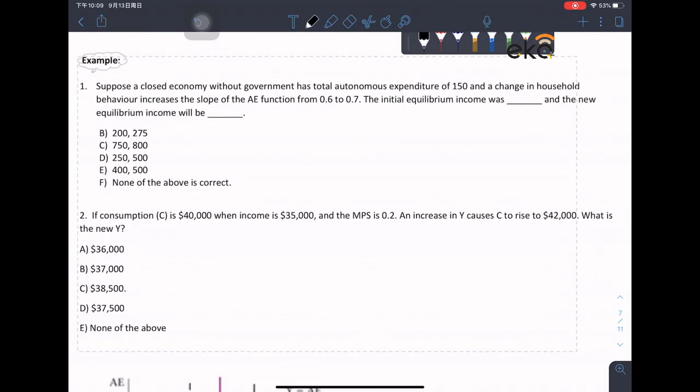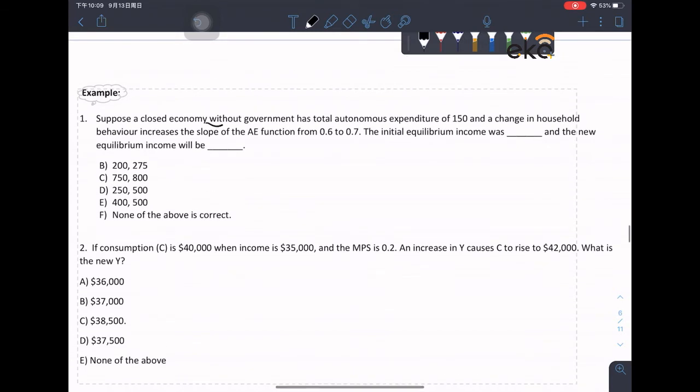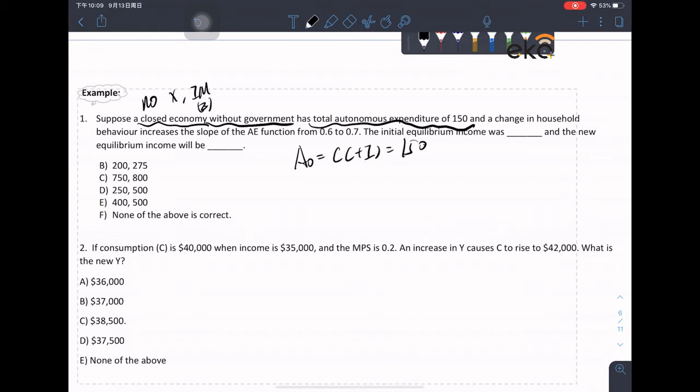Some examples in this part. Suppose a closed economy without government, okay? So closed economy means no export, no import, okay? It has total autonomous expenditure of 150. So A0 equals C plus I equals 150. And a change in household behavior increased the slope of the AE function from 0.6 to 0.7. So the slope goes from 0.6 to 0.7.